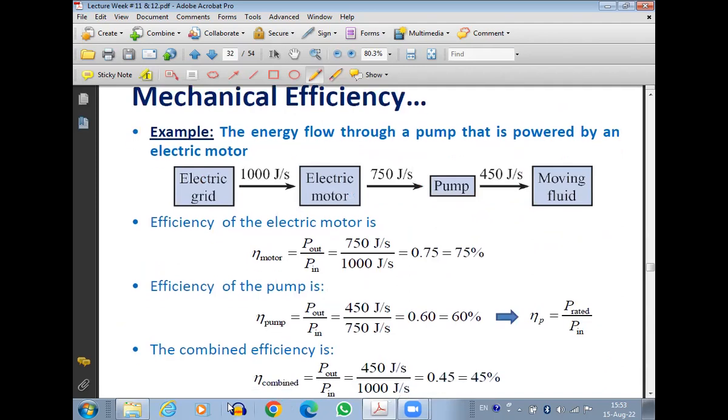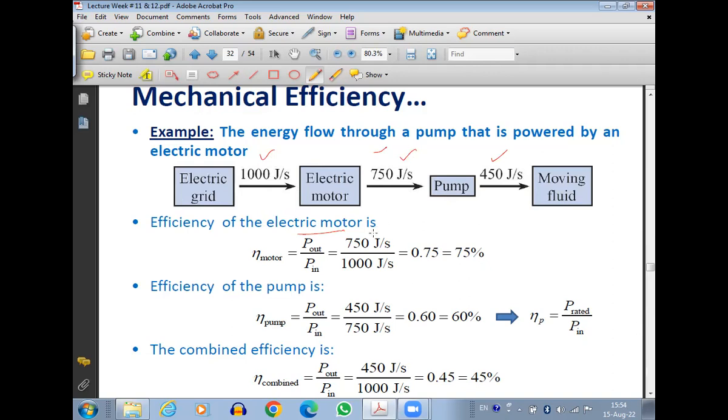Let's talk about the overall mechanical efficiency. When we're talking about overall mechanical or electrical efficiency, in case of the pump, we have the energy we are getting from the electric grid. Then we connect it to the motor. The motor runs the pump, and the pump produces the fluid power. But at each stage there is loss of energy. So the efficiency is going to be there at each stage. The efficiency of the electric motor will be how much output divided by how much input. The efficiency of the pump will be how much output divided by how much input.